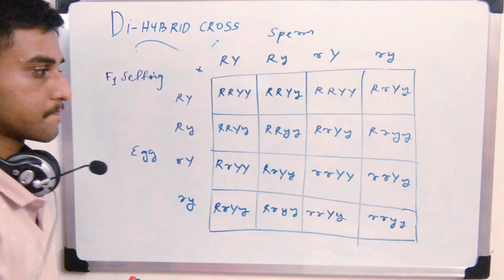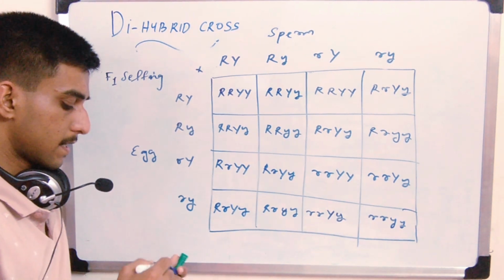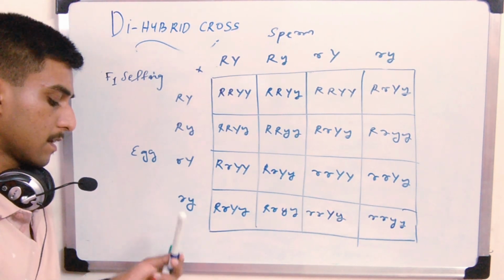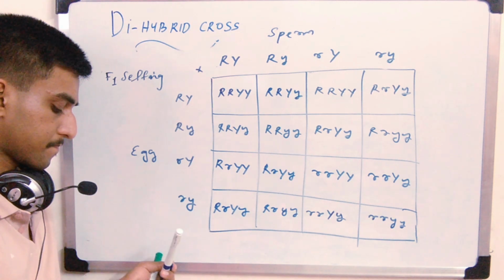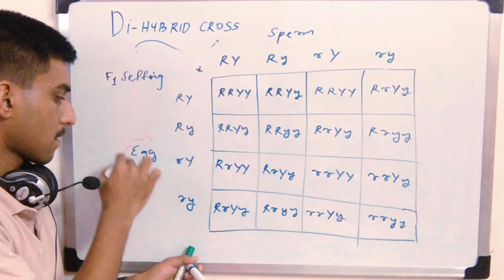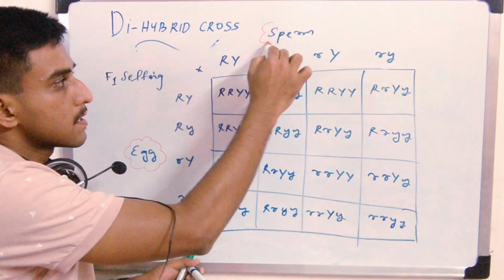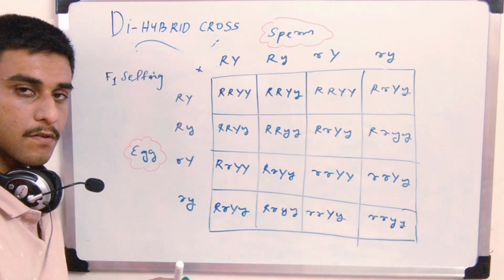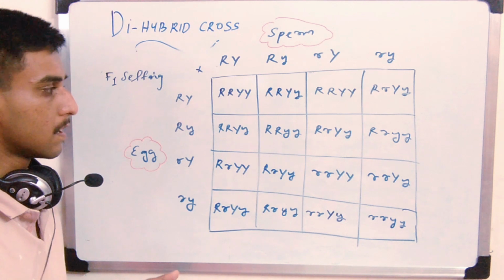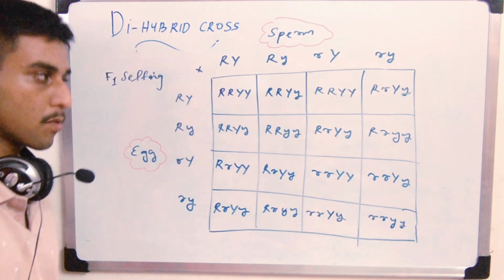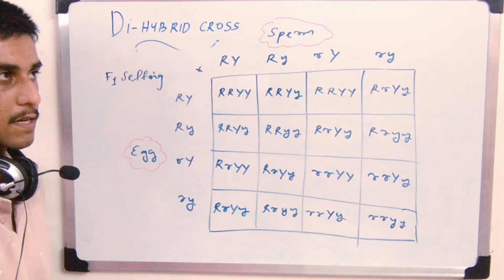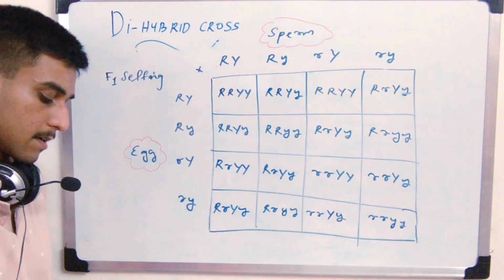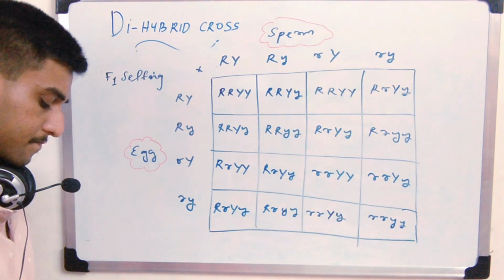Okay, this is the checkerboard where we are dealing with sperm and also the egg from 2 different parents. So this was the condition of the F2. This much progeny was formed. Okay, this is the condition of the F2. Now we are going to analyze the result. We are going to analyze the phenotype.